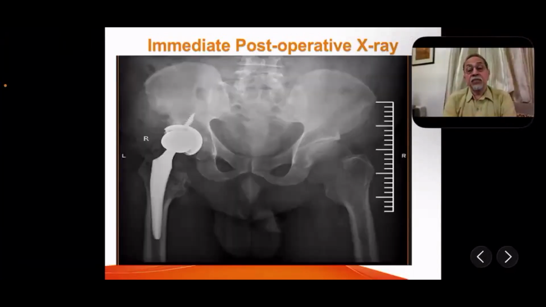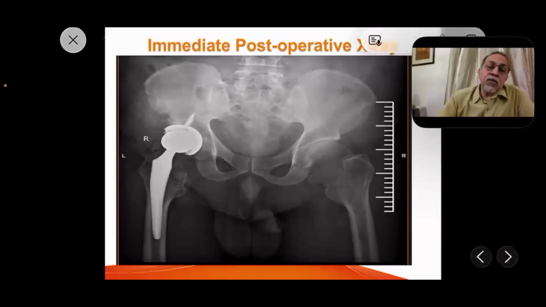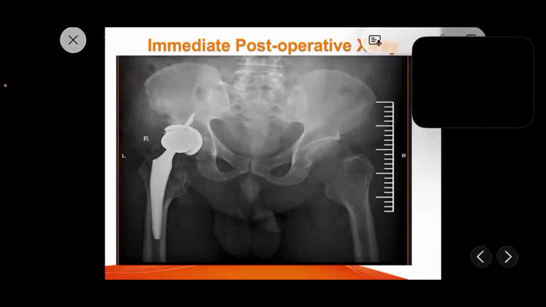So, like Arun said, the offset looks to definitely be more. It's definitely a higher offset. The total offset is more, or is it just the acetabular offset entirely, which is making the whole thing look more? So I think in this X-ray it is difficult to compare offset.